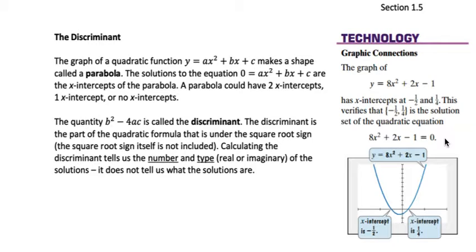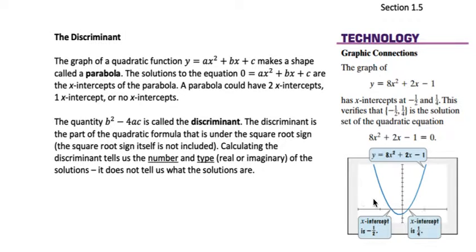So for example, we did this problem earlier where we solved 8x squared plus 2x minus 1 equals 0. And the solutions that we found were negative 1/2 and positive 1/4. And so what this tells us about the graph is that there are two x-intercepts, one at negative 1/2 and the other one at positive 1/4. So a parabola might have two x-intercepts, one x-intercept, or no x-intercepts. And we're going to see some examples here in a second.